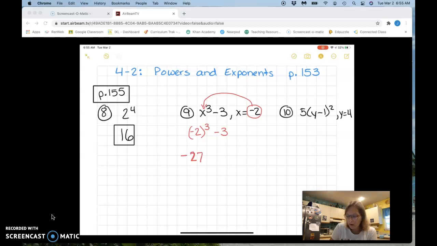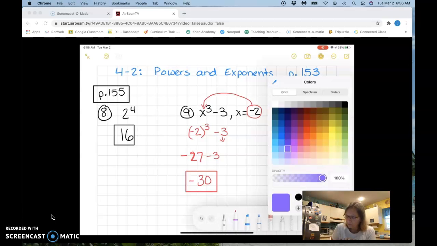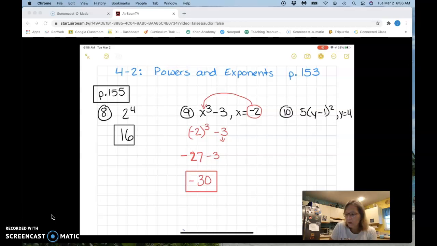And then bring down that minus 3 because we haven't used it yet. Now combine your like terms. Negative 27 minus 3. The signs are the same, so you add the numbers. That's 30. But the answer keeps the sign. So negative 30. All right, let's do the last one. So again, we're going to take this number that they gave us. They said y equals 4, and I'm just going to plug it in there.